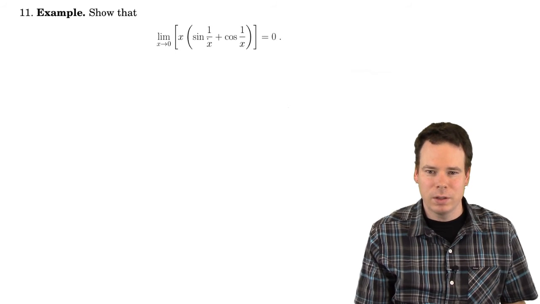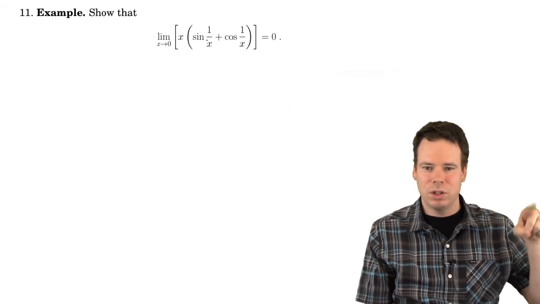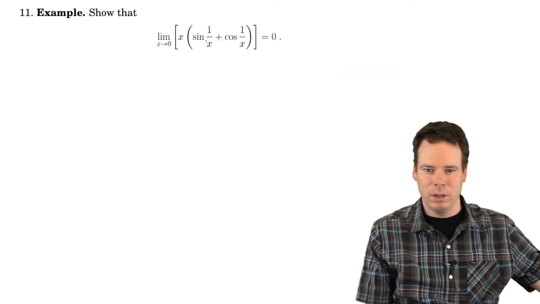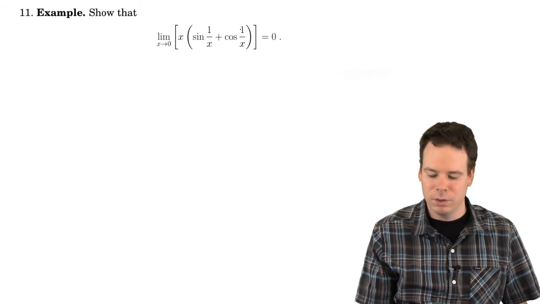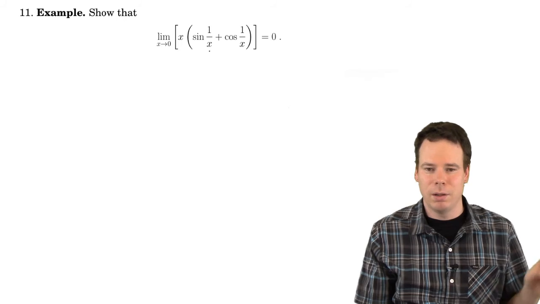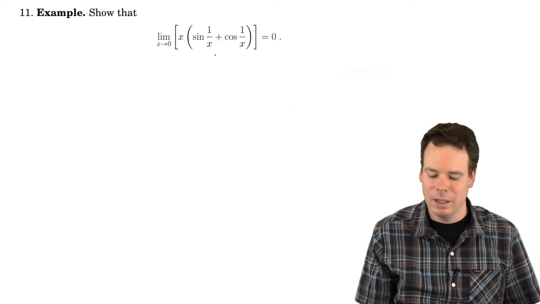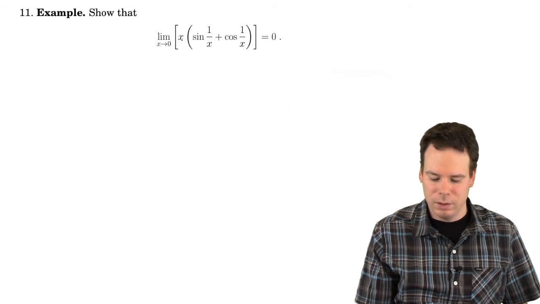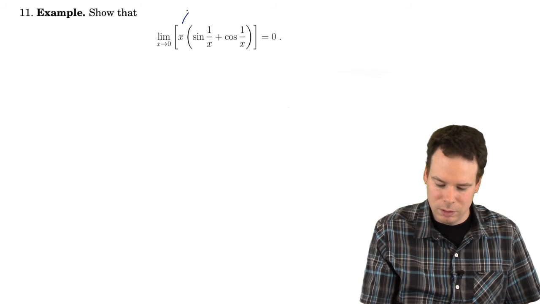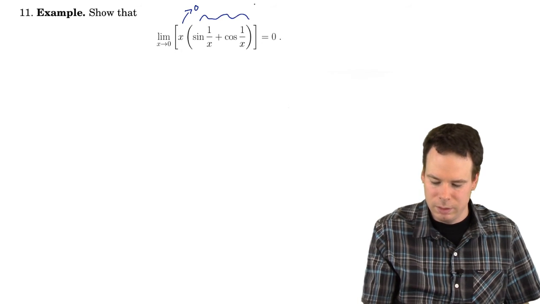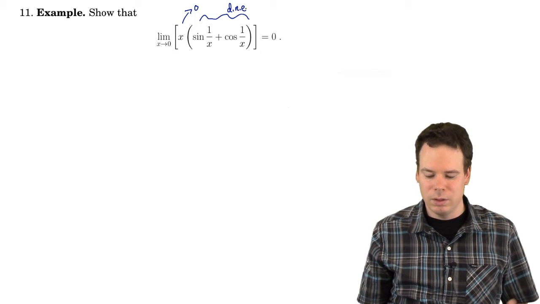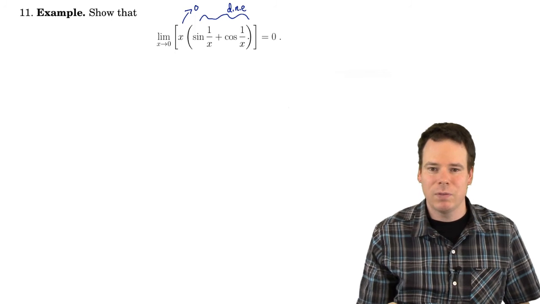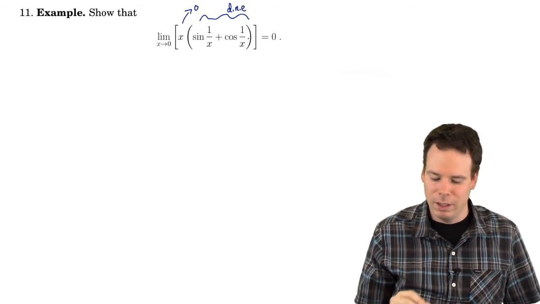Sine of a really big positive number, well, that can be anything, because sine just oscillates between 1 and negative 1 all the way along. Similarly, cos oscillates between 1 and negative 1. So as x gets close to 0, sine and cosine are just bouncing back and forth between 1 and negative 1. They're not settling down. They're not getting close to any particular number. But x is going to 0 as x goes to 0. So this first piece is going to 0. This second piece, well, the limit doesn't exist. So the question is, how do I deal with this? Well, I'm going to try to show that the limiting value is still 0. It's still 0. How do we get that?